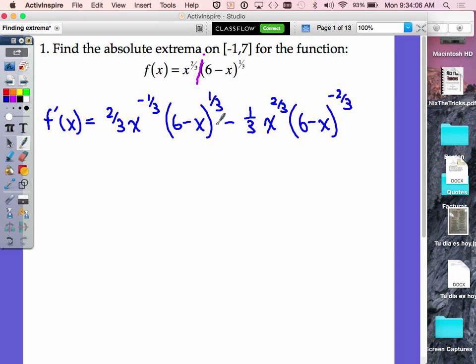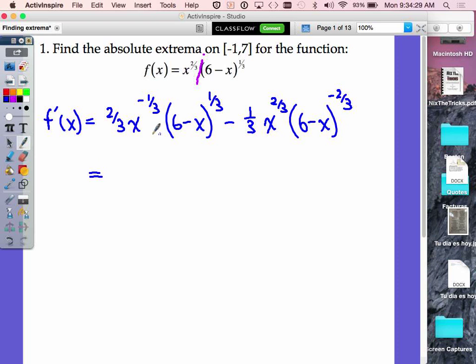I'm looking for the critical values of this function, which means I need to decide where does this derivative equal 0 and where does it fail to exist. So we start by looking at where it equals 0. I don't really like the way that this function is set up. And so I would probably begin actually by rewriting this in a nicer form.